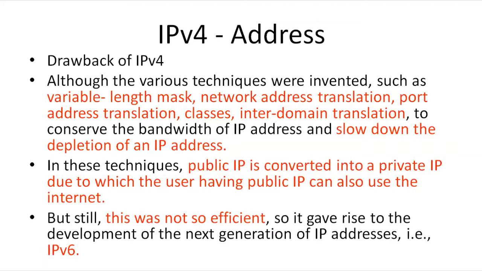IP version 6. IP version 6 has 2 power 128 addresses. 2 power 32 means 400 crores, but for 2 power 128 you cannot even predict that value. That's why you have this number of addresses, and that's why you enter into IP version 6.